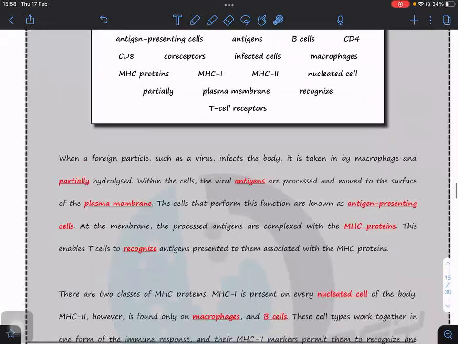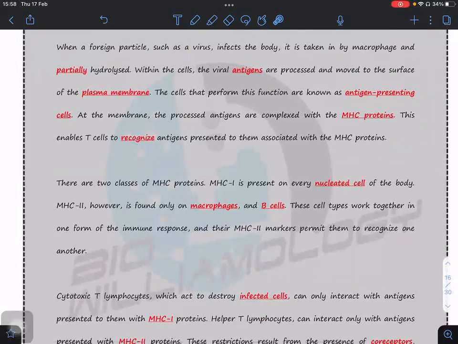Okay. So when a foreign particle such as a virus infects the body, it is taken up by the macrophage and partially hydrolyzed and processed. Within the cells, the viral antigens are processed and moved to the surface of the plasma membrane. The process of doing this is known as antigen presentation, and these are antigen presenting cells. At the membrane, the processed antigens are complexed with the MHC protein. This enables T cells to recognize the antigen presented to them in association with MHC protein.